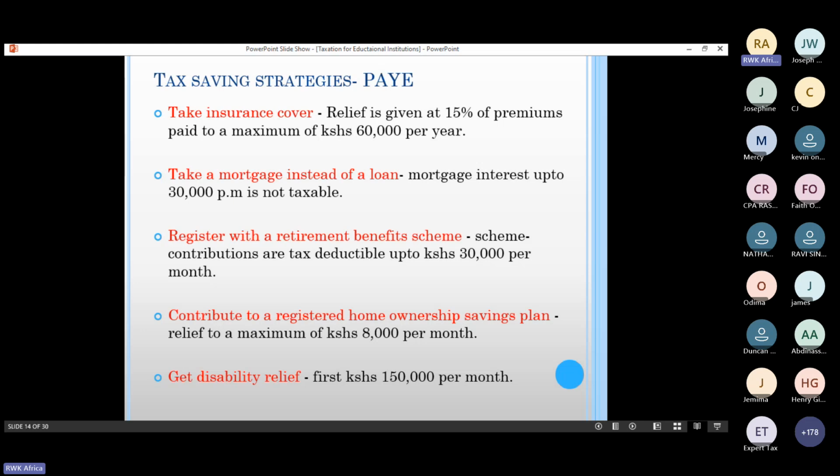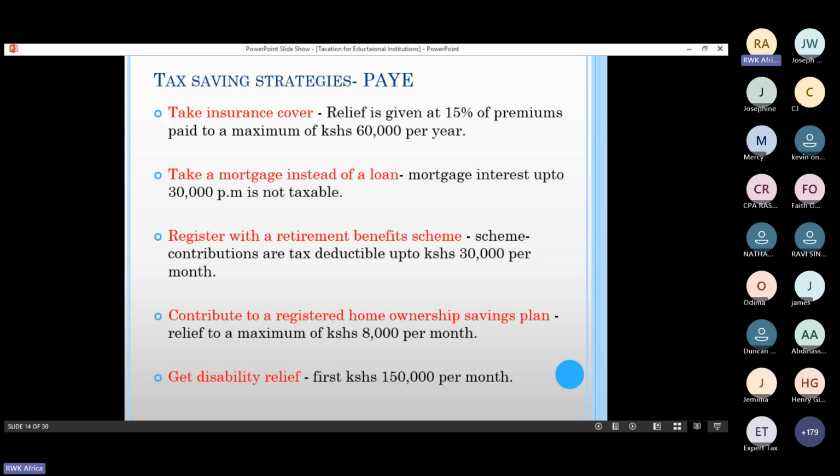But if you have any other insurance cover, you should get a 15% relief. And when filing the pay as you earn, make sure that you disclose that there so that it can reduce the tax to pay. Take a mortgage instead of a loan. So the mortgage interest up to 30,000 per month or 60,000 per year is not taxable, it is allowable.